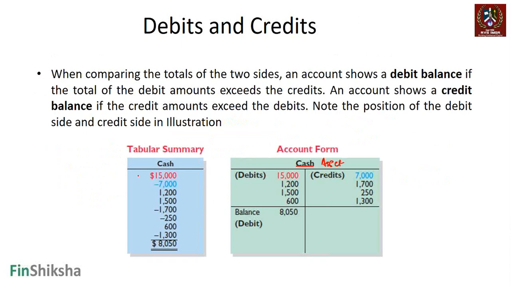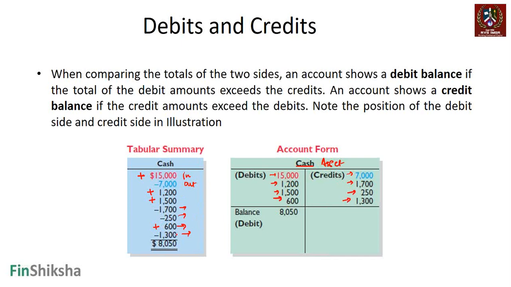So if you look at the cash, this is a plus, and then there is a minus, then a plus, plus, minus, minus, and plus. Whenever cash is added to the account, we are doing a debit. And whenever cash is taken out of the account, we are doing a credit, right? So 15,000 comes in, that's a debit entry. 7,000 goes out, that's a credit entry. Then we have 12,000 coming in, that's a debit entry. 1,200 coming in, that's a debit entry. 1,500 coming in, that's a debit entry. 1,700 going out, 250 going out, those are credit entries, right? 600 coming in, debit. 1,300 going out, credit.